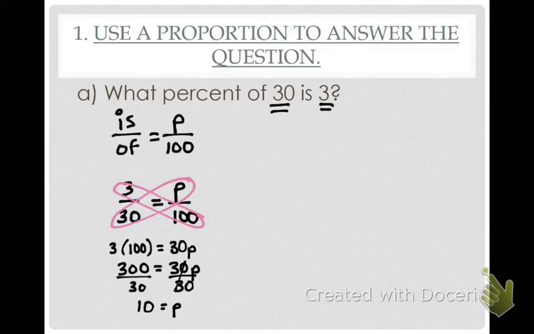10. Now, let's look back up here at what my question says. It says, what percent of 30 is 3? So my answer should actually be 10 what? 10%. Okay, so always go back to that question to see what it asks. 10%. And that is the answer.